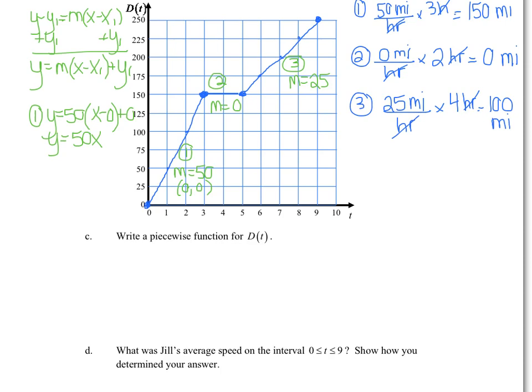We can also use y equals mx plus b, where we know our slope and we know our y-intercept. Either way, you're going to get this answer.